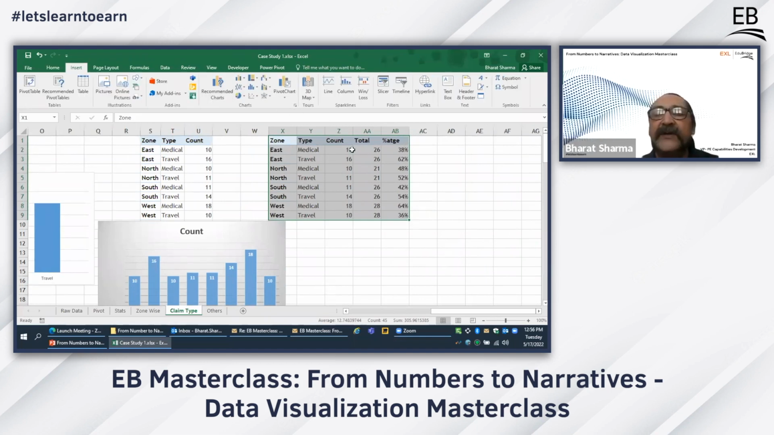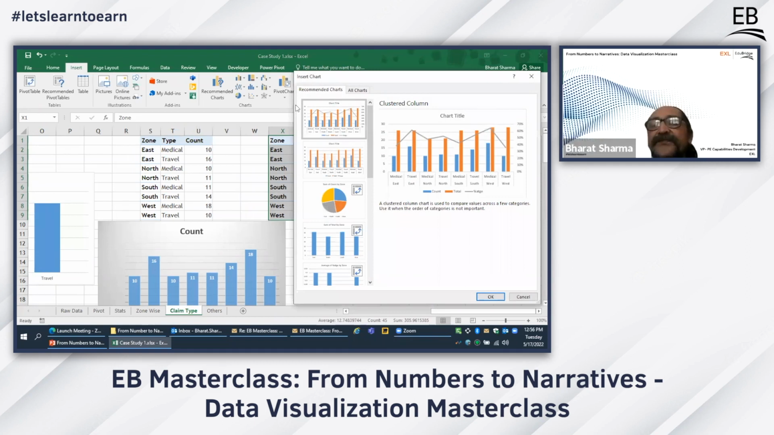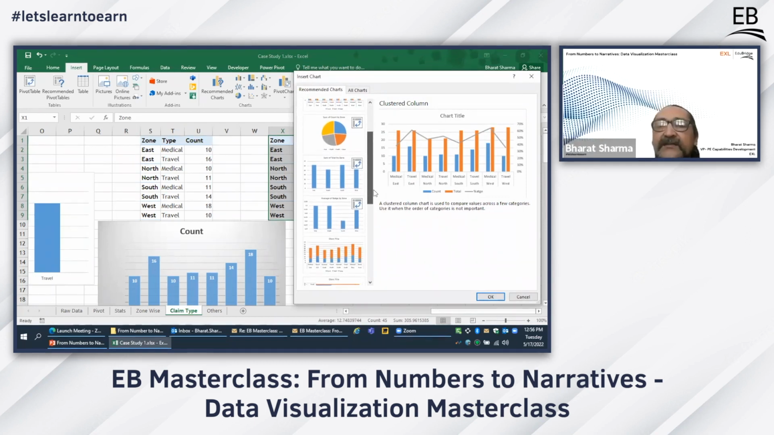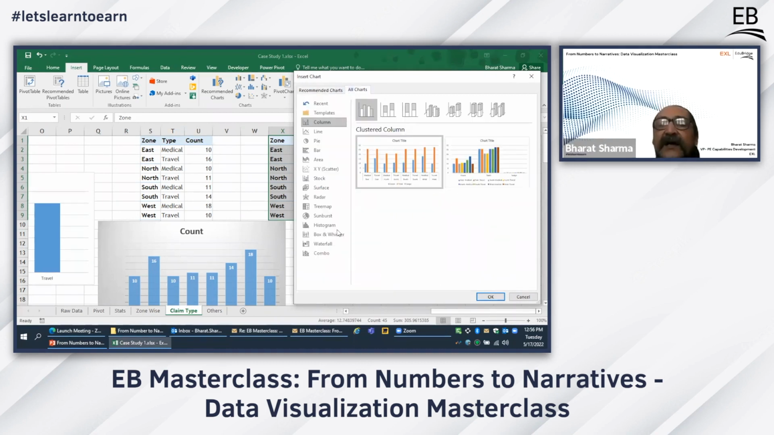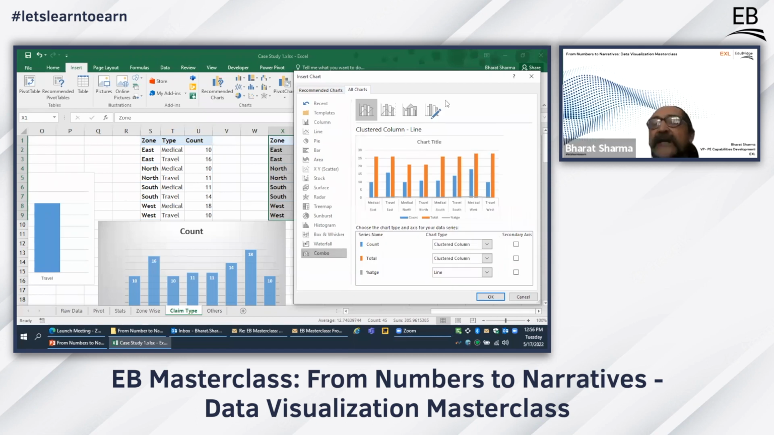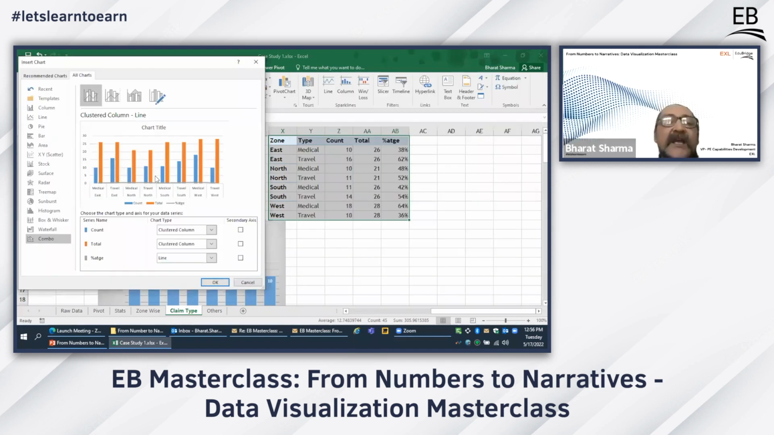What I've done, I have just selected all of this. I go here, see all charts. Okay, and a lot of charts are coming up. I want to select a combo chart. I'll tell you why I'm selecting a combo chart. And I don't need this chart. I want a stacked bar. This is how a stacked bar looks. So this is saying out of this how many.